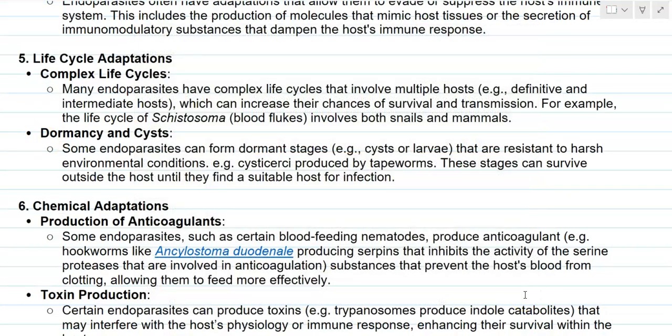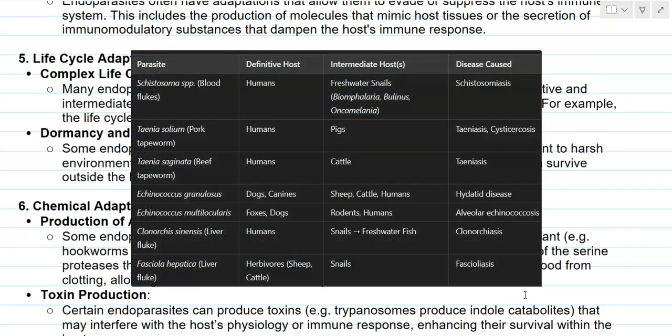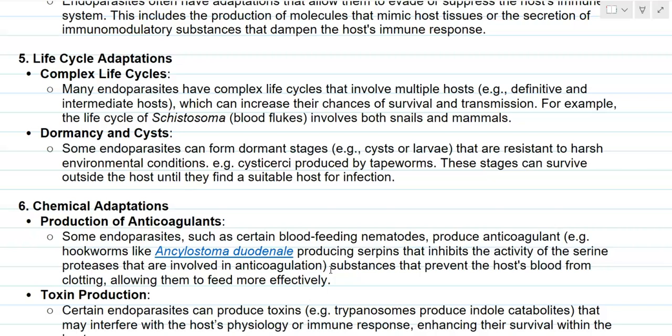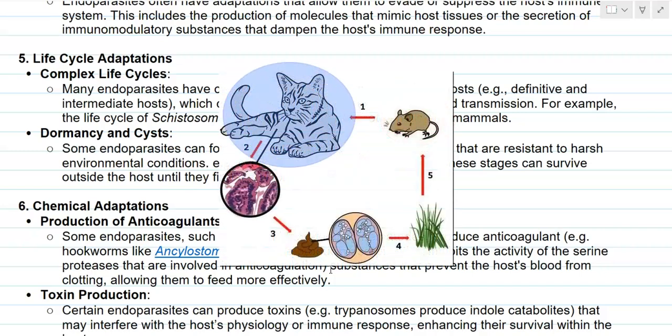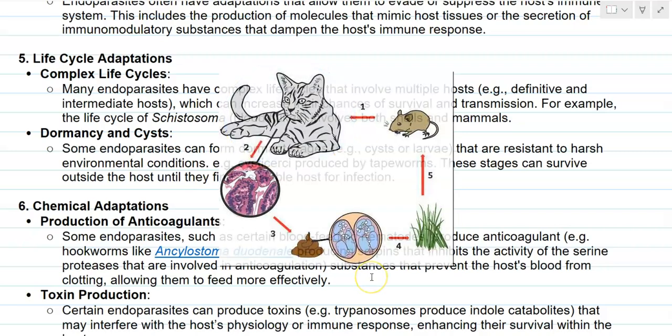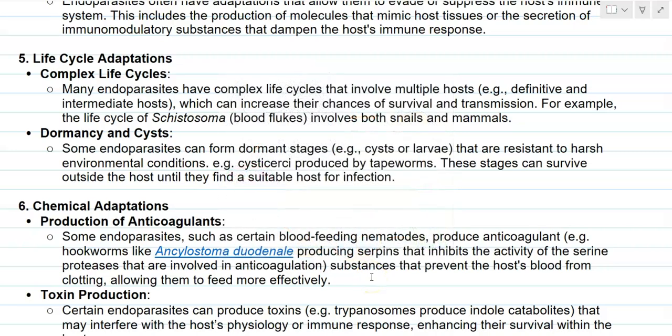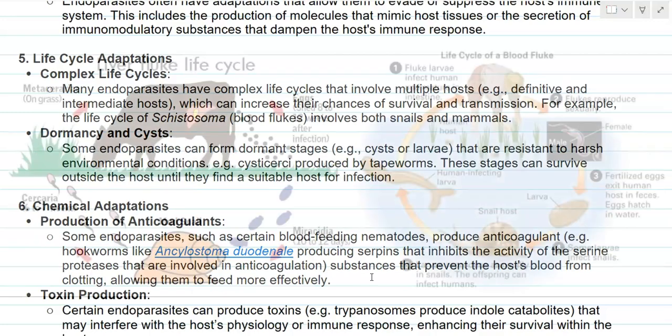Next, we look at the life cycle adaptation. First one is complex life cycles. Many endoparasites have a complex life cycle that involves multiple hosts, that is, a definitive host as well as intermediate hosts. For example, in Toxoplasma gondii, the pathogen that causes toxoplasmosis, there are two types of hosts. One is the intermediate host, that is the rodent, whereas the definitive host is the kitten or cat. This kind of different host presence increases their chances of survival and transmission.